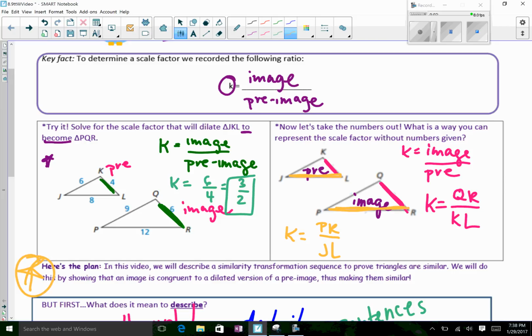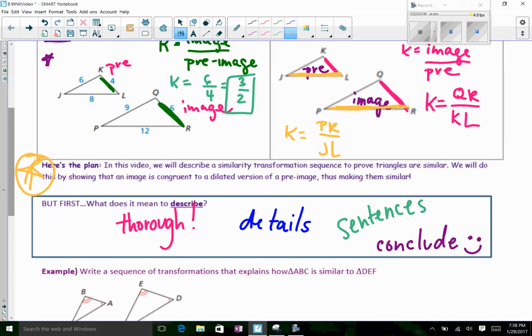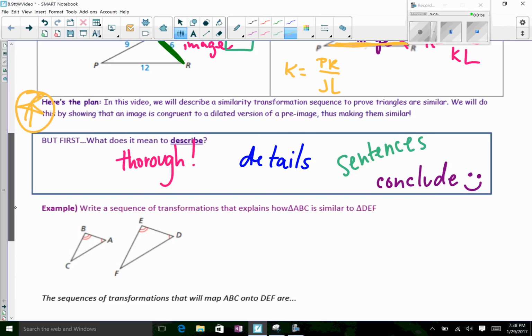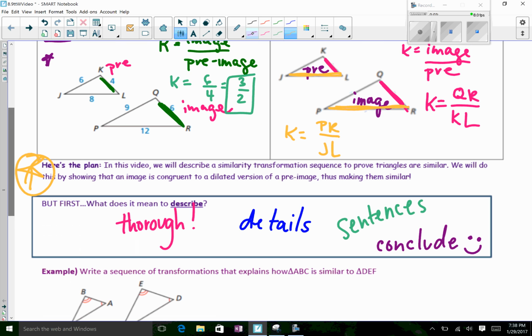So here's the plan. In this video, we will describe a similarity transformation sequence to prove that triangles are similar. We'll do this by showing that an image is congruent to a dilated version of a pre-image, thus making them similar. But first, what it means to describe is very important to make sure that you remember this because it's pretty important moving forward for the end of the unit. So when we're describing, we want you to see thorough responses. We would like to see details whenever you're describing a transformation taking place. You should be using full sentences and make sure it's always good form to write a conclusion once you're all done.